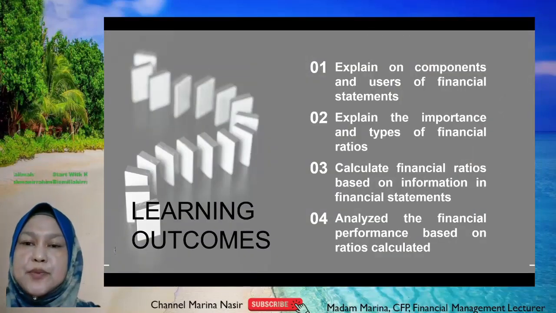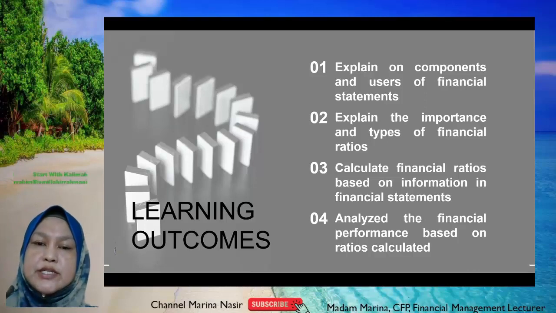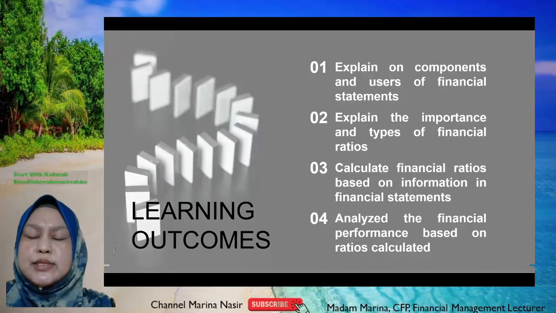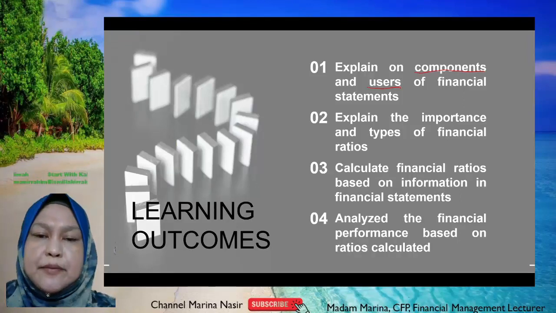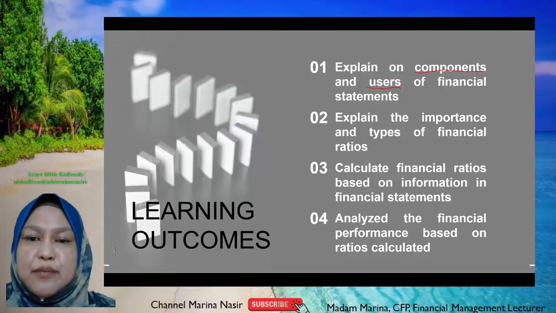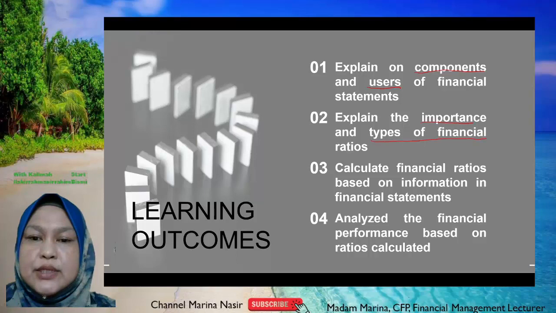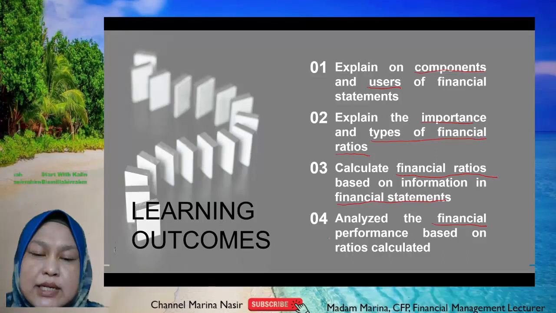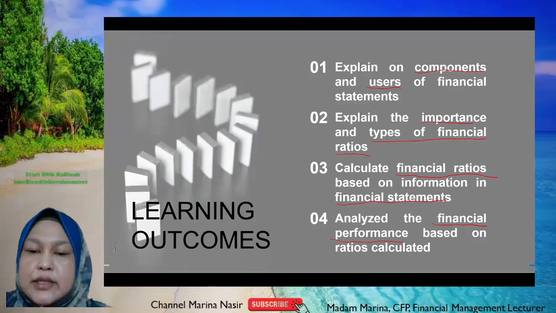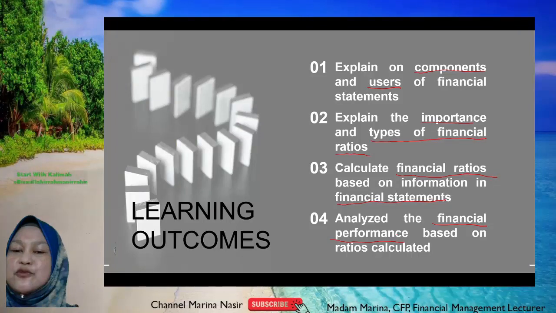The first one is to explain the components and uses of financial statements. The second one is to explain the importance and types of financial ratios. The third one is to calculate the financial ratios themselves, based on the information in the financial statements. The fourth and last one is to analyze the financial performance, either good or poor performance, based on the ratios that we have calculated.